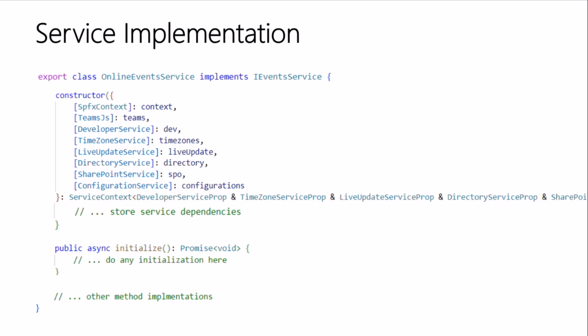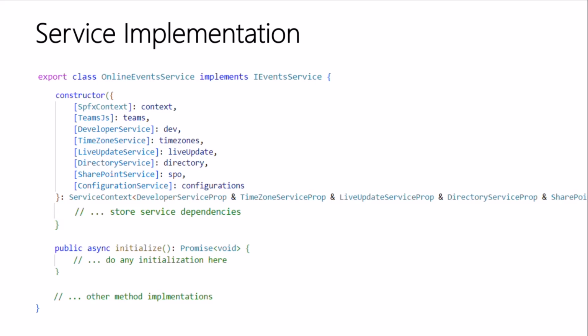So you can access the page context or the dynamic data provider or any of the clients and factories. This also provides the context if you're building an extension as opposed to a web part. And you might notice the Teams.js below the context. That provides access to the Teams SDK if you're running in Teams. You'll probably want to store these dependencies in a class level field for later use.